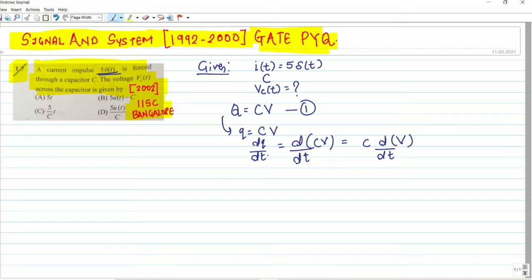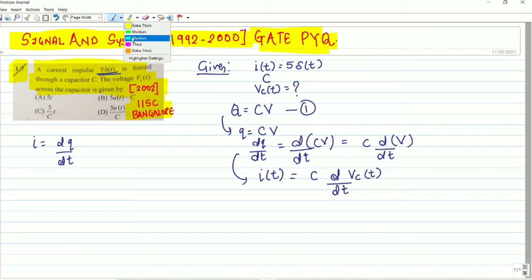Understood? All of you know we can write current as dq by dt. We can say current as a function of time is dq by dt. dq by dt can be written as current as a function of time. It can be written as capacitance value C times d of the voltage across the capacitor v(t) with respect to t. Understood this equation?